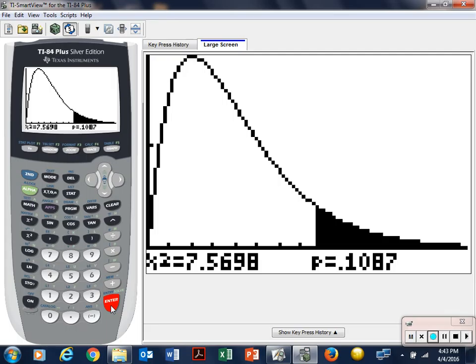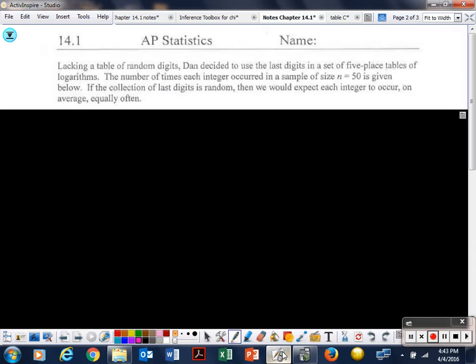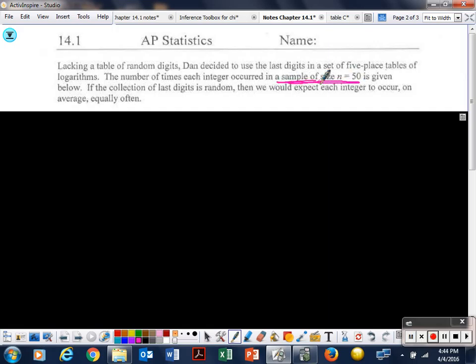Example 2. In this example, lacking a table of random digits, Dan decided to use the last digit in a set of five-place tables of logarithms. Now, no, we're not going to get into logarithms. This is just the example. The number of times each integer occurred in a sample of size n equals 50 is given below. If the collection of last digits is random, then we would expect each integer to occur on average, or as equally as often.